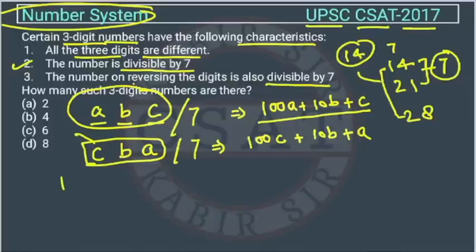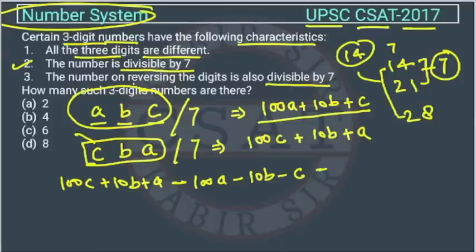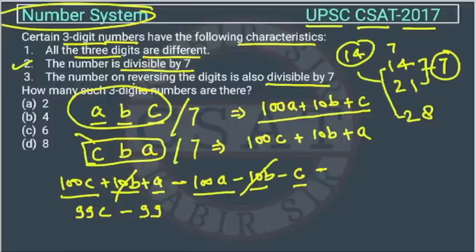Right. So this is 100C plus 10B plus A, and from this we subtract the first number, 100A plus 10B plus C. Right. So this will be 100C minus C, so 99C. The 10B and minus 10B will cut out. Then plus A minus 100A will become minus 99A. Right. So we will take 99 common from this. So this will become 99 times (C minus A).